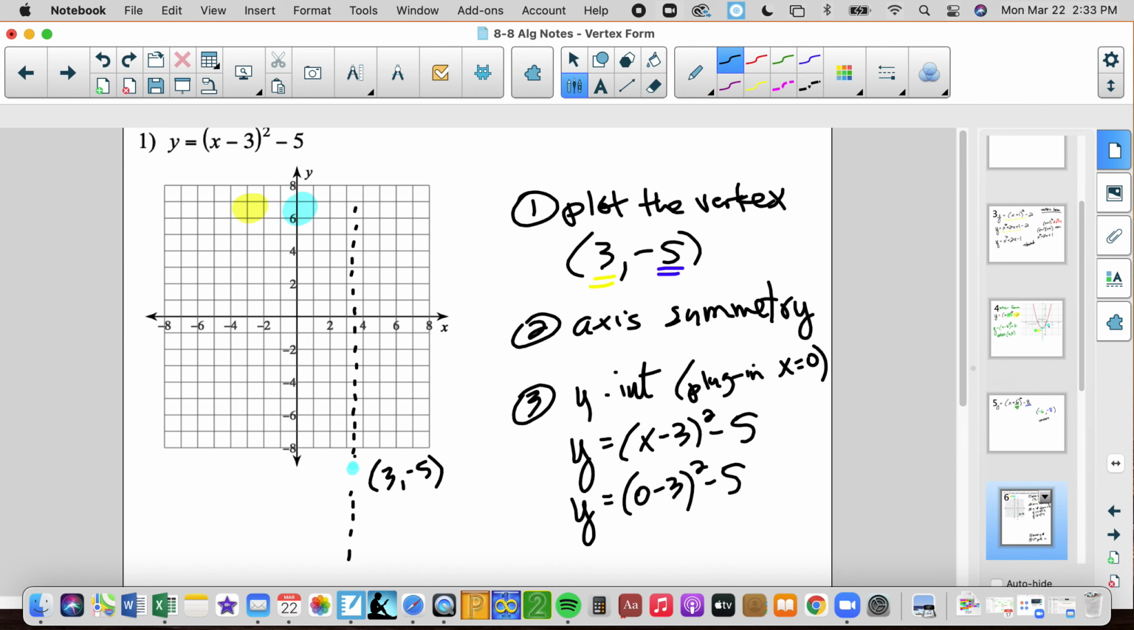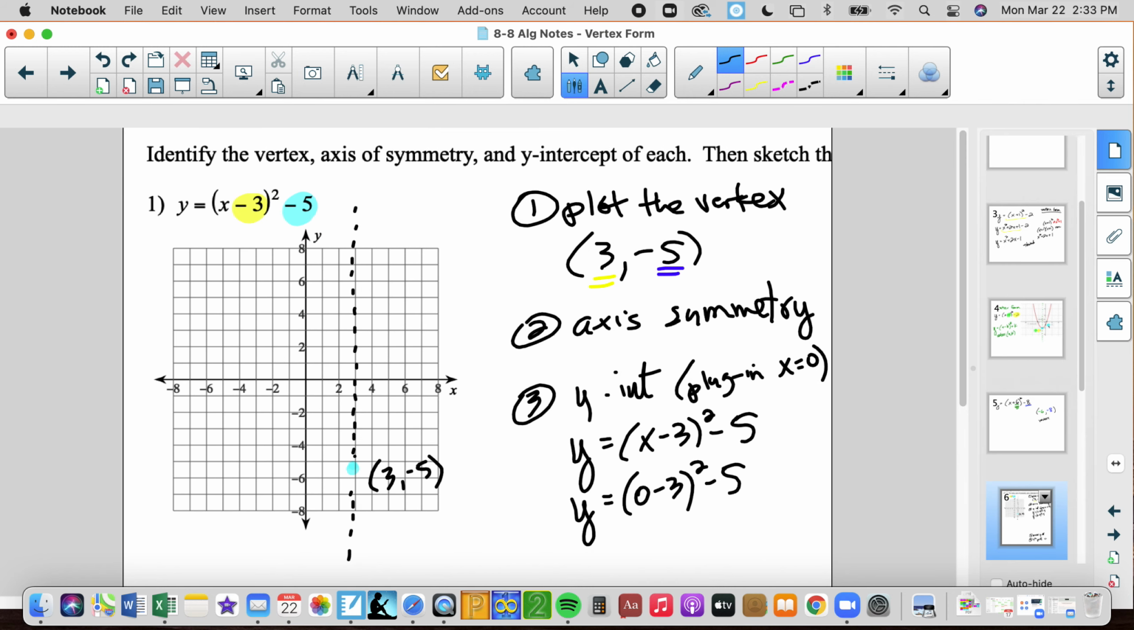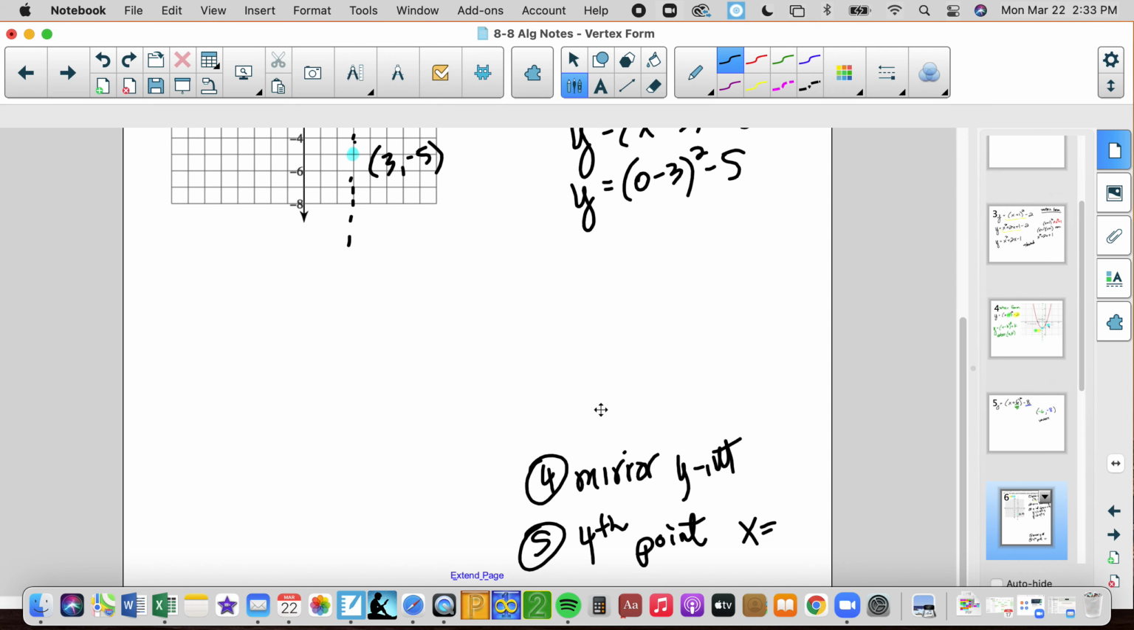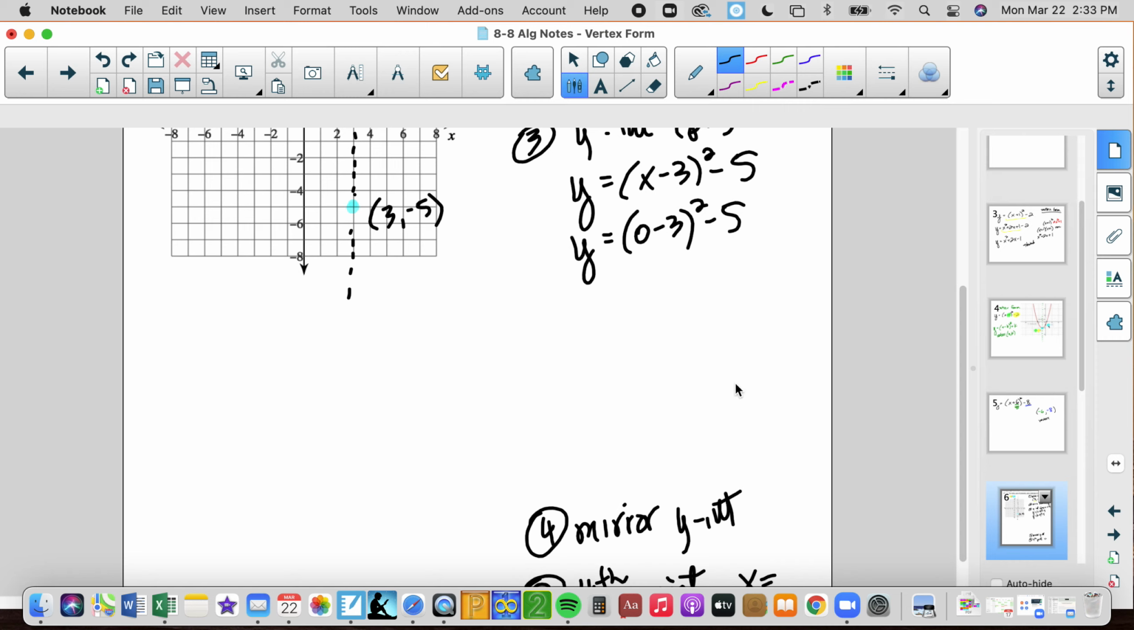Where am I? There. I hate how we can't move the page without moving.